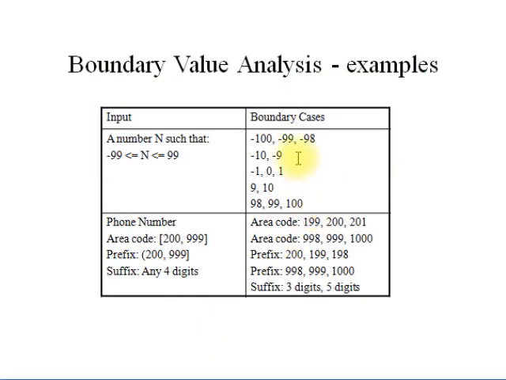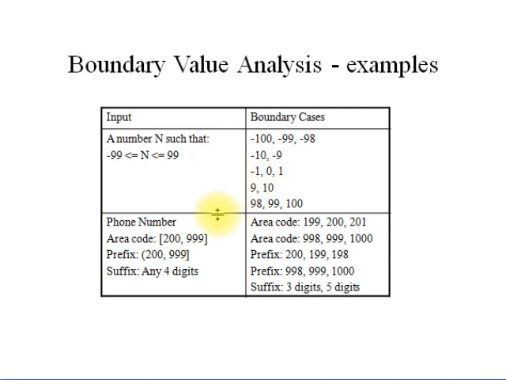So your boundary classes will be: we specified that -99 is a valid input and positive 99 is also a valid input. Here the boundaries are -100, -99 and -98. These are all the boundaries for the input. In two digits it is -10 and -9, and in single digit values it is -1, 0 and 1. On the positive side it is 9, 10, and then 98, 99, 100. So these are all the boundaries for your range of input.